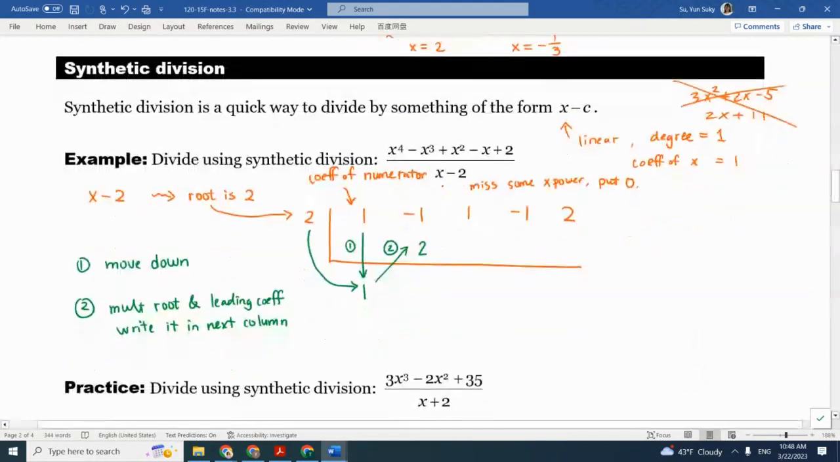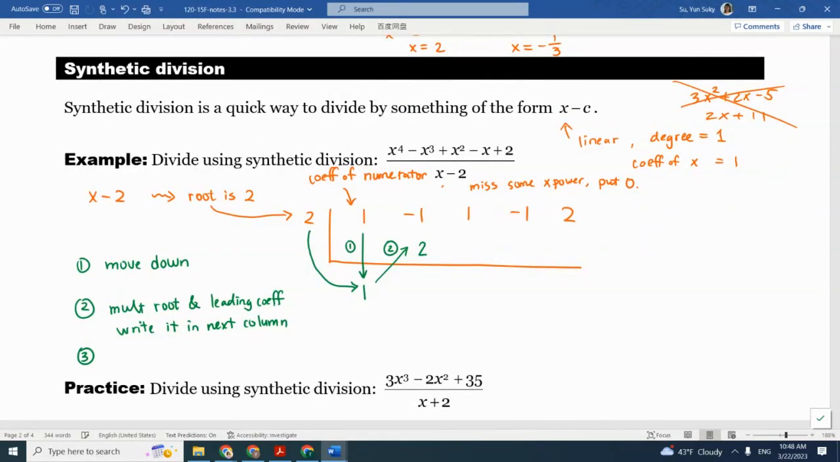Okay, use the root multiplied by the leading coefficient and then put it in the next column. Okay. And then step 3, you want to add the second column. Minus 1 plus 2 is 1. Okay, 1. So that's the third step. And then you repeat the process. Okay, so we repeat the process. You use 2 multiplied by 1. What's that? 2. And you put it in the next column. And then you add them.